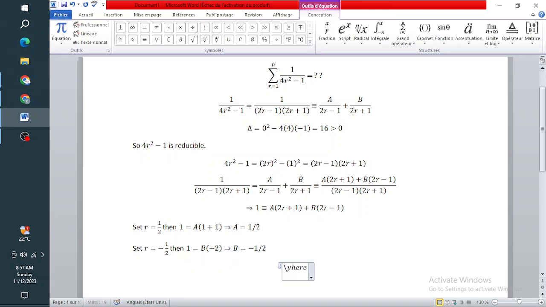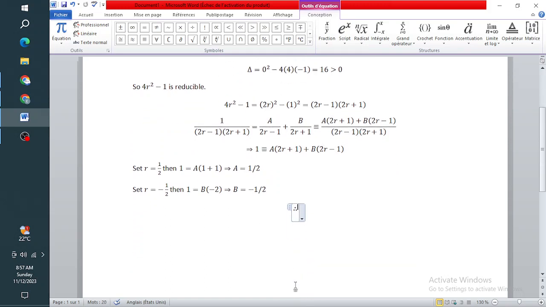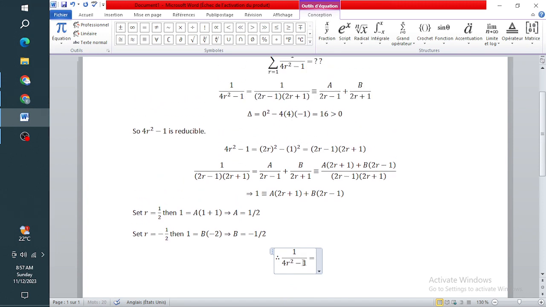Therefore, what can we conclude? We have gotten the partial fractions of the single fraction. This single fraction is just equal to, I just need to replace my A and my B in these partial fractions. My A is half and my B is negative half.